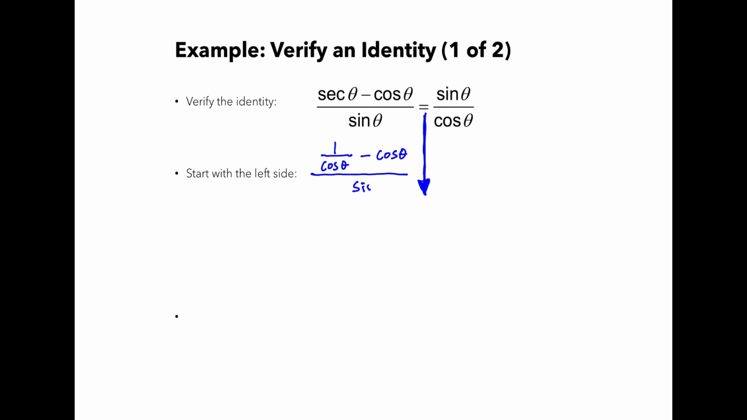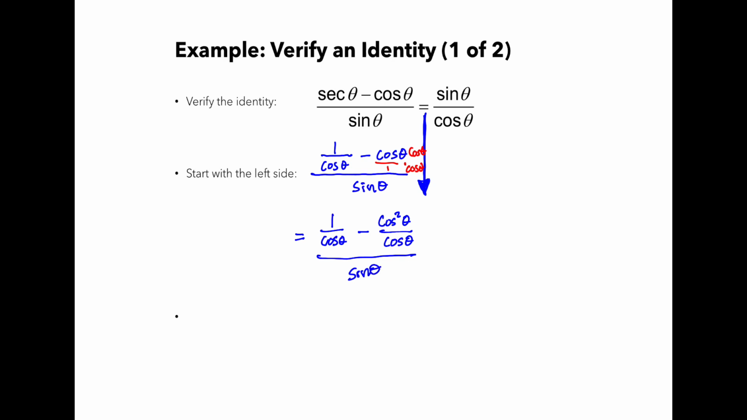And then, of course, we want to put that sine theta down here. Can I combine these? And I can, because this is cosine theta over 1, if we get a common denominator there. So let's multiply the top and the bottom by cosine theta. In doing so, let's write what we have left after doing that. That gives me 1 over cosine theta minus cosine squared theta over cosine theta. And then, of course, everything over sine theta.